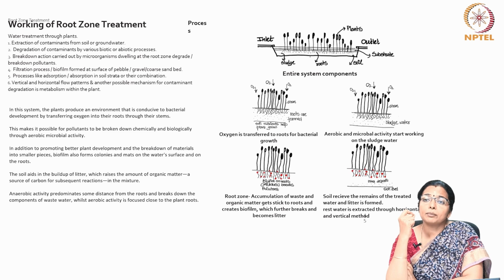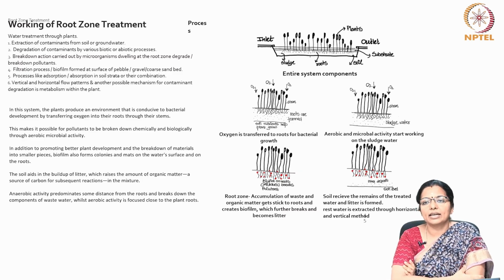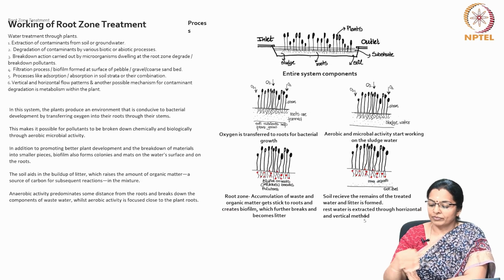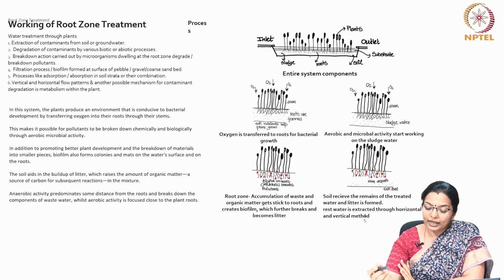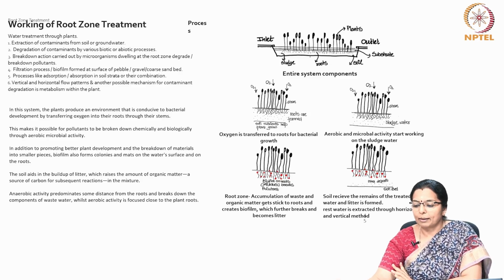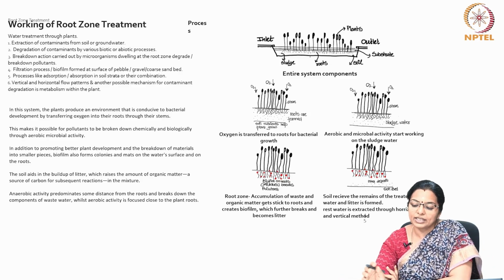Anaerobic activity predominates some distance from the roots and breaks down the components of wastewater, while aerobic activity is focused close to the plant roots. There is aerobic and anaerobic activity happening, but aerobic activity happens closer to the root.